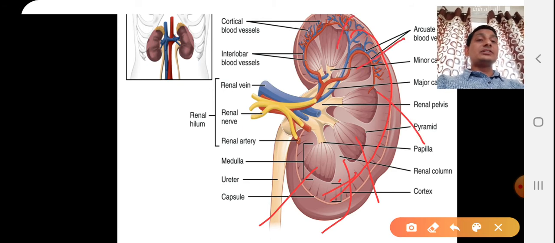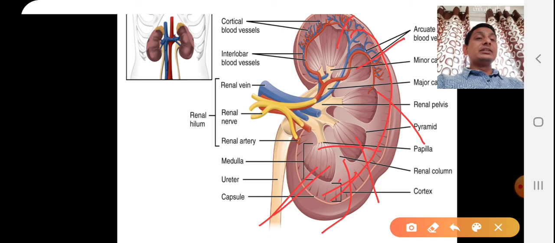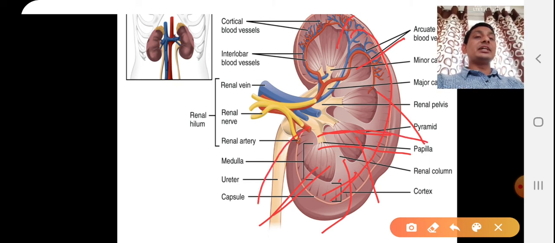These are called pyramids. The pyramids open at the renal papillae, which open into the minor calyces. The minor calyces open into the major calyces, and the major calyces open into the pelvis, and the pelvis is continuous with the ureter.